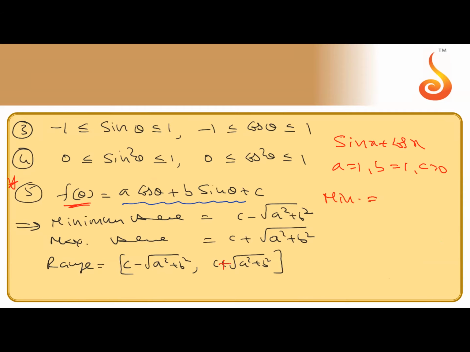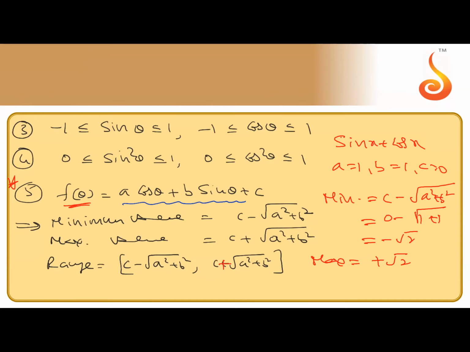The minimum value is c minus root over a square plus b square. That will be 0 minus root over 1 plus 1, so the value is minus root 2. So the maximum value is plus root 2. That is the answer here: minimum value minus root 2, maximum value plus root 2. Even for sin x minus cos x, same thing. Yes, minus root 2 to plus root 2.